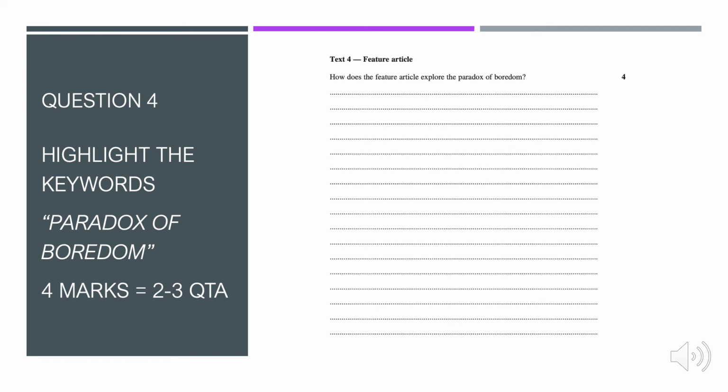So question 4 says, how does a feature article explore the paradox of boredom? It's worth 4 marks. So we're going to be looking for 2 QTAs, maybe 3 if you have time. And we're going to highlight the keywords. So it says here paradox of boredom. It's quite a higher order question. You're going to have to be very clear about how you see boredom as paradoxically portrayed in this text.